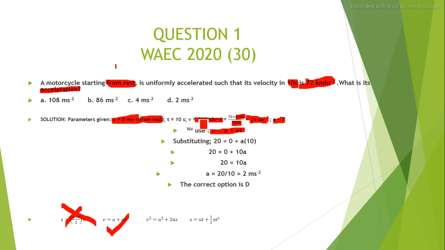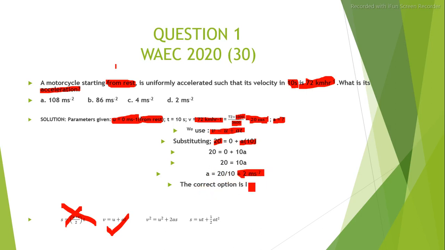Then we substitute. V is 20. So we have 20 equals u, which is 0, plus a multiplied by 10. This is the same as 0 plus 10a. So 0 plus 10a is 10a. Then to get our a, we divide both sides by 10, which is the coefficient of a. When we divide both sides by 10, we have 2 meter per second squared.